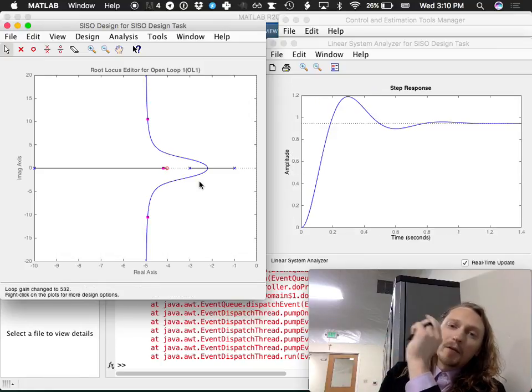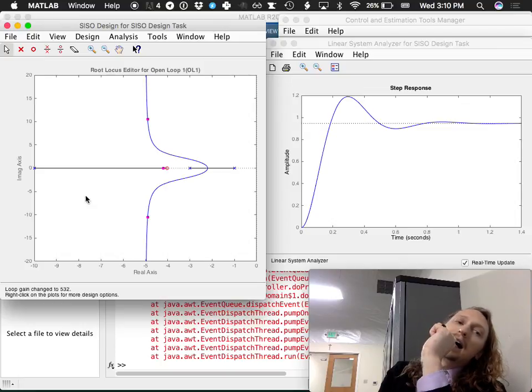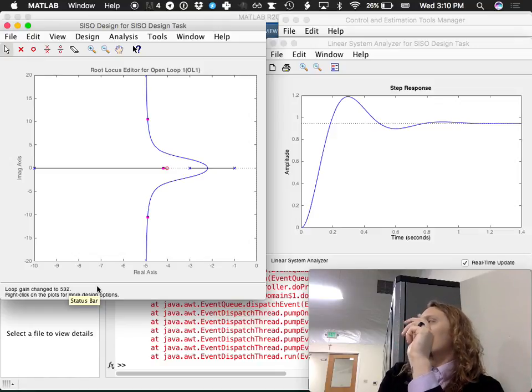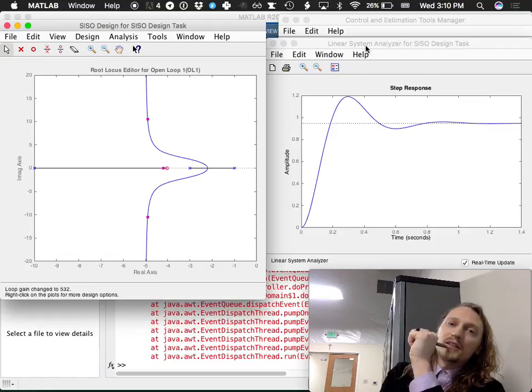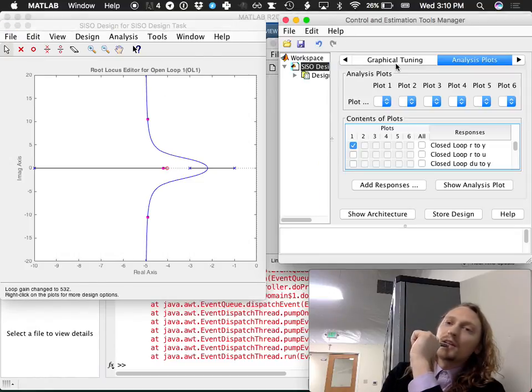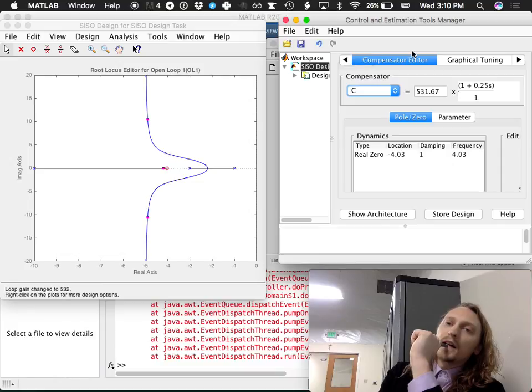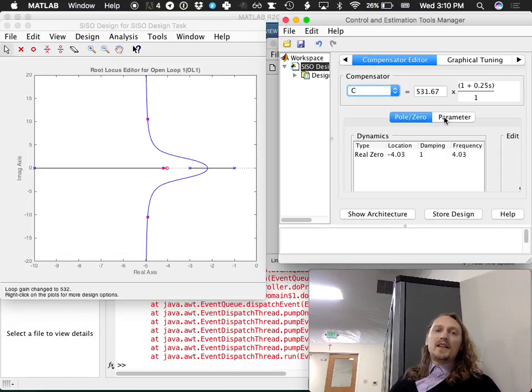So the one thing I'm going to mention, though, the little gain that it says here, loop gain, as I recall, this gain is not the same gain that we're calling our gain. They're using a different scaling, and you can see the scaling if you go into the compensator editor. You can see that it says the gain is 531.67. The reason is that they factor out from this compensator zero here. So their scaling is different.